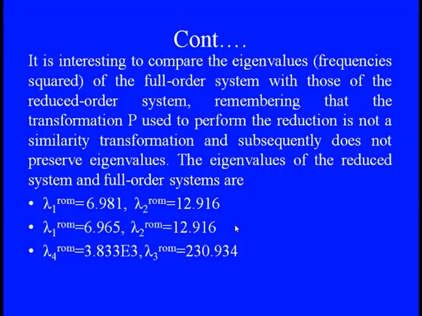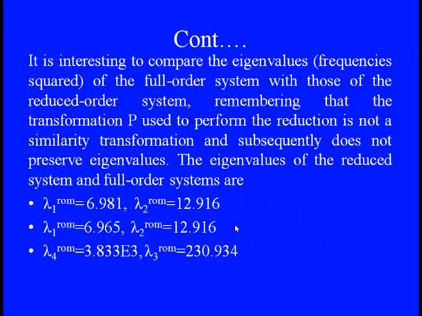So now if you are comparing the eigenvalues of the full order system with those of the reduced order system, we can see that there is a clear transformation feature. The transformation matrix P can be used to perform the reduction, like a similarity transformation, and whatever the preserved values of the eigenvalues are, we can straightaway use and simply transfer based on the similarity transformation. So here the eigenvalues of the reduced system and the full system can be straightaway compared like this.